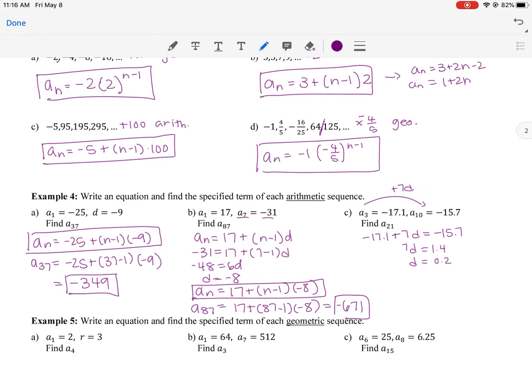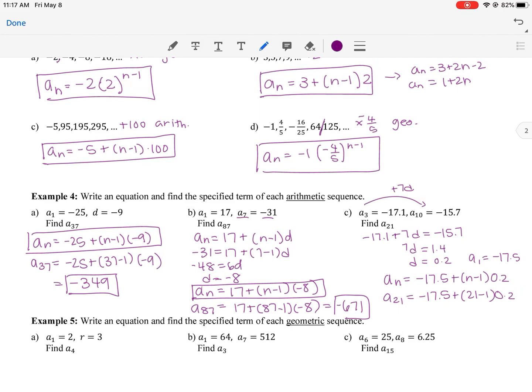In this case, I could go back and then subtract 0.2 twice to get the first term. So negative 17.1 minus 0.2 means negative 17.3 is the second term. Subtract it again, we get the first term as negative 17.5. At that stage, we could just say a sub n is equal to negative 17.5 plus n minus 1 times this difference of 0.2. So the 21st term is negative 17.5 plus 21 minus 1 times 0.2.